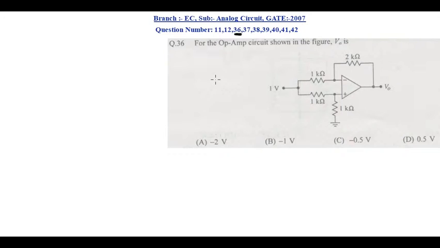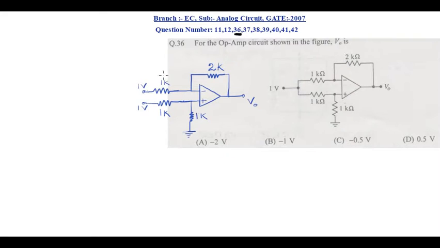Next question is question number 36. Here we have to find out the output voltage across this circuit. If you see in the circuit, one voltage is applied to both sides. So if we redraw the circuit, then it will be looking like this. Here 1 volt is separately applied to both sides and the rest of the circuit remains the same.